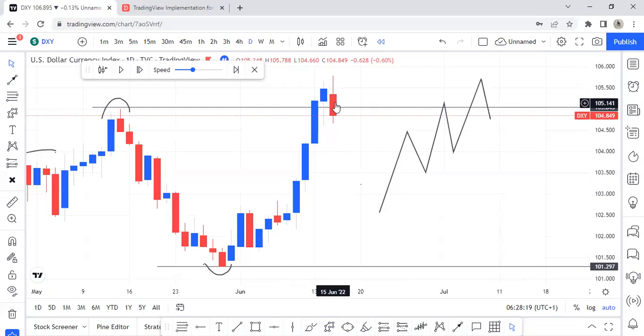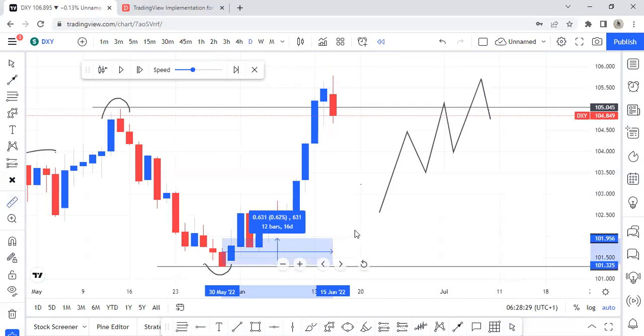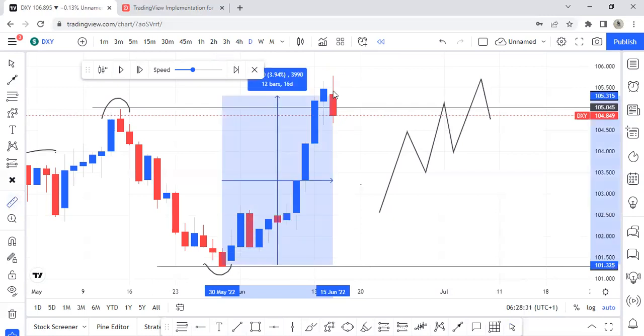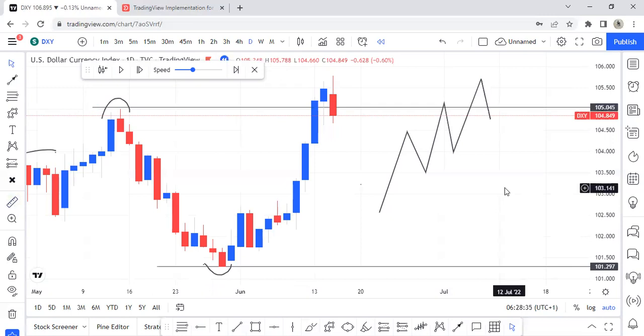When you're intraday trading, you are not concerned about catching the daily moves. Like from here, let's measure this. If you buy around here, the trade would have taken about 16 days to play out. You're not interested in catching trades for 16 days. You're interested in catching trades for a few minutes to a few hours, right?